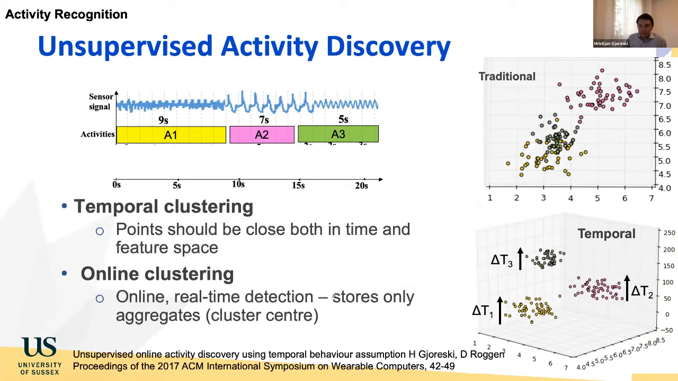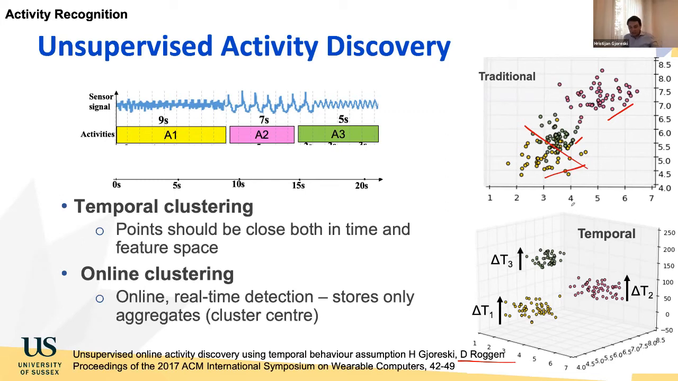Unsupervised activity discovery. This was part of my postdoc at UK together with Rogan. We created this temporal clustering, online clustering algorithm. So the idea is, let's assume that these are the activities here, and if you put them in a feature space, you cannot, I mean, this is a school basic example, you cannot separate, for example, these two activities.